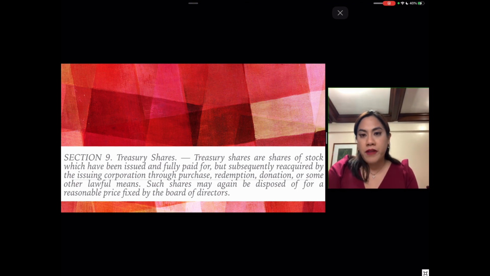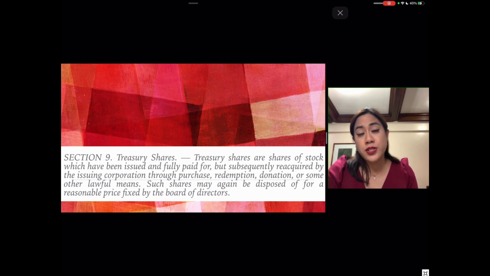The lack of a voting feature of a treasury share does not violate Section 6. Diba? Section 6, if you remember, said that only preferred and redeemable shares may be non-voting shares. Why doesn't it violate? Because treasury shares are not outstanding shares. Meaning, the provision under Section 6 stating that only preferred and redeemable shares may be non-voting refers to outstanding shares. So once these treasury shares are resold and they become outstanding again and they are reissued, you cannot deprive them of voting rights.